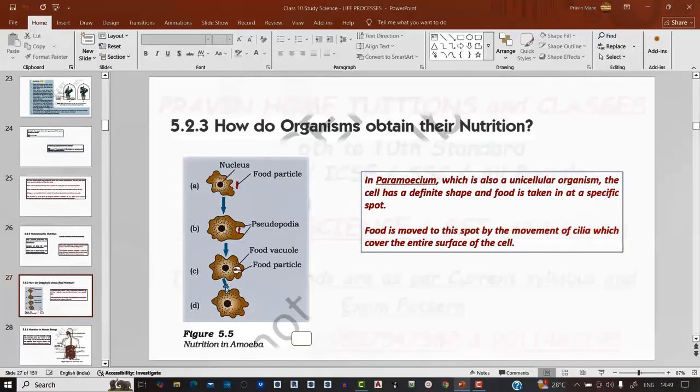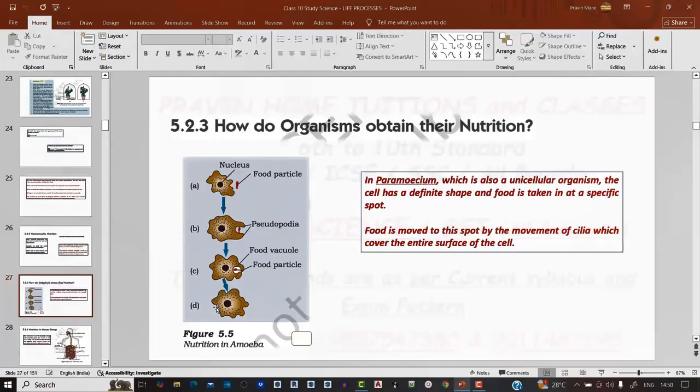Then, this food is digested in the cytoplasm, and after this, waste material is transported towards the periphery, and then afterwards it is removed outside the body. These steps take place in amoeba for nutrition purpose.